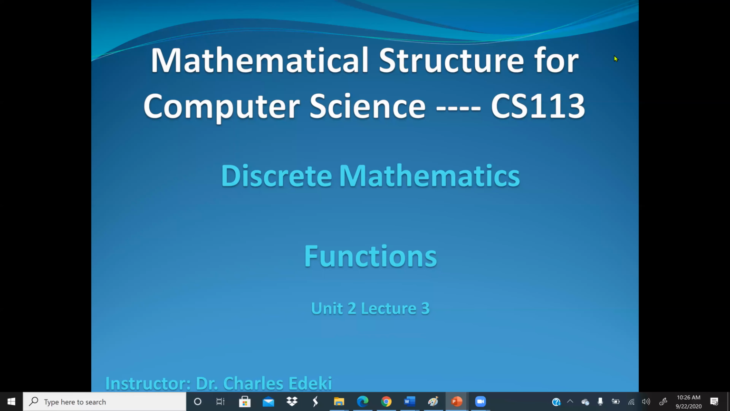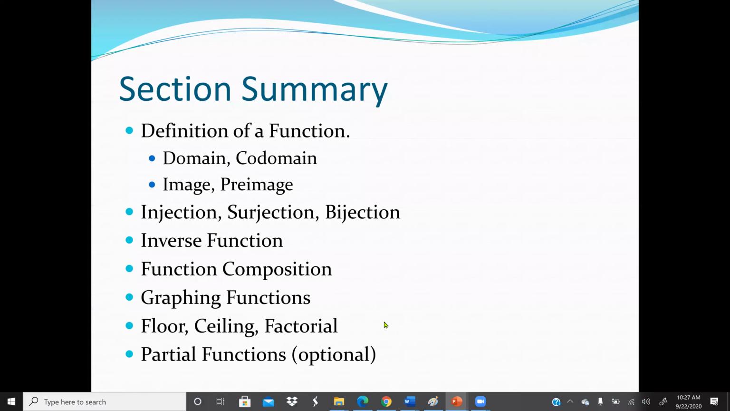Welcome to Mathematical Structure for Computer Science. This is CS 113 at Pace University, also known as Discrete Mathematics. In these lectures, we're going to discuss functions. This is our Unit 2 lecture number 3.